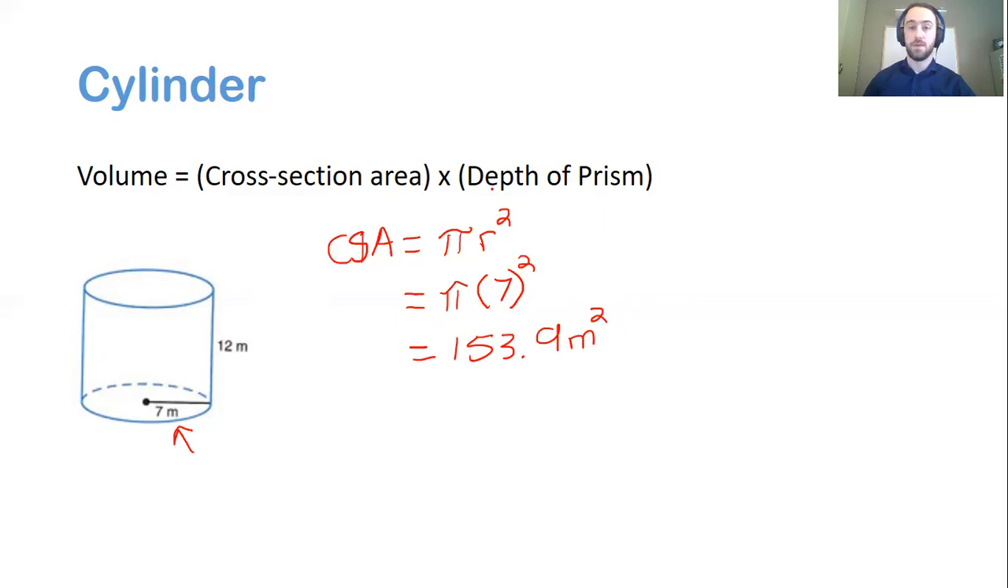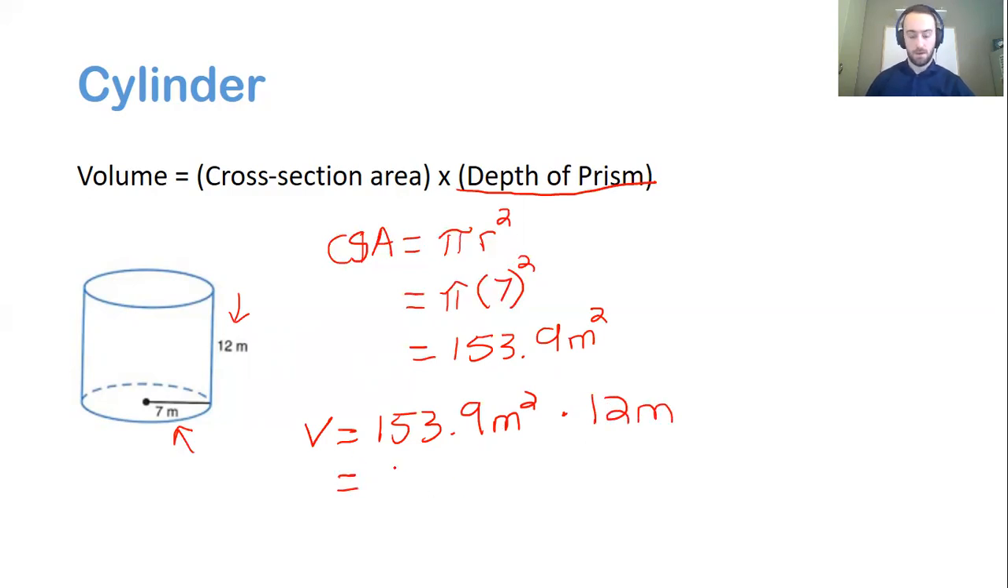And now we simply multiply it by the depth of our prism, in this case, 12 meters. So our volume is equal to 153.9 meters squared multiplied by 12 meters, giving us a final volume of 1,847.25 meters cubed.